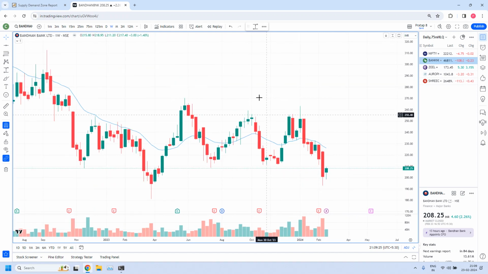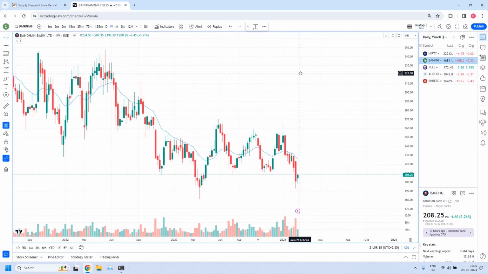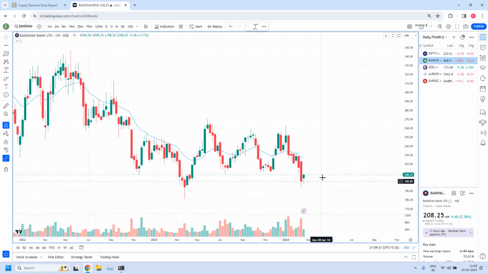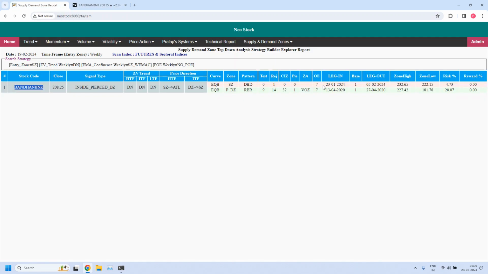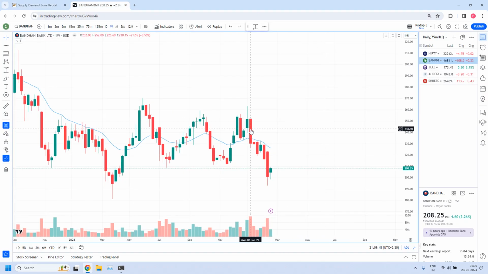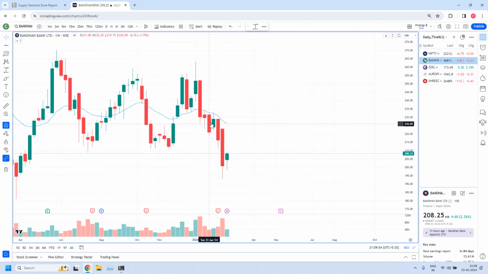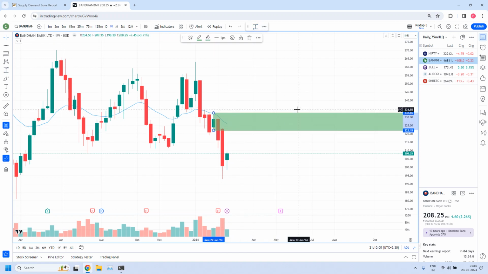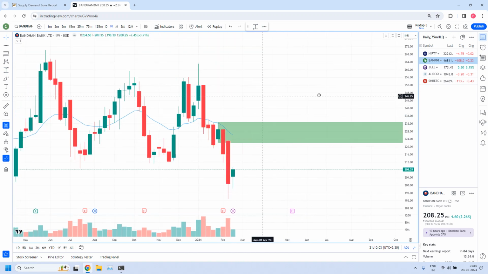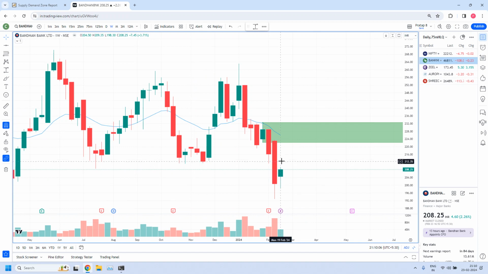So this is a weekly zone, Bandhan Bank. Currently the trend is shown as a downtrend. Okay, where is our weekly zone? 23rd January 2024, one base candle after that. So we need to look for the leg-in candle, 23rd January. This is the one. Look into this stock. In this stock, price over extension is about to complete.